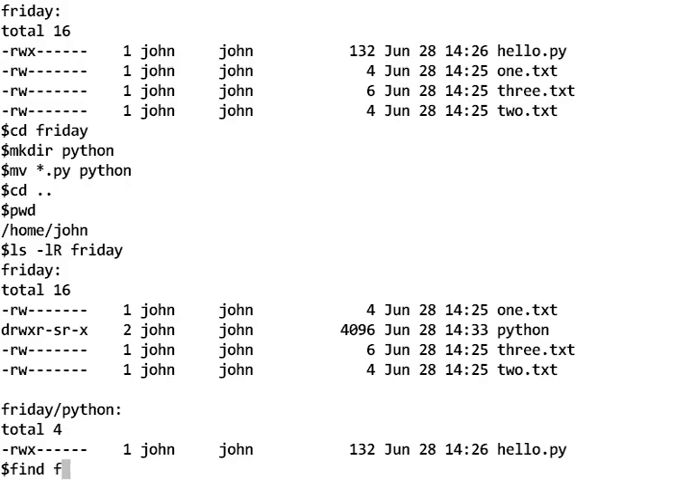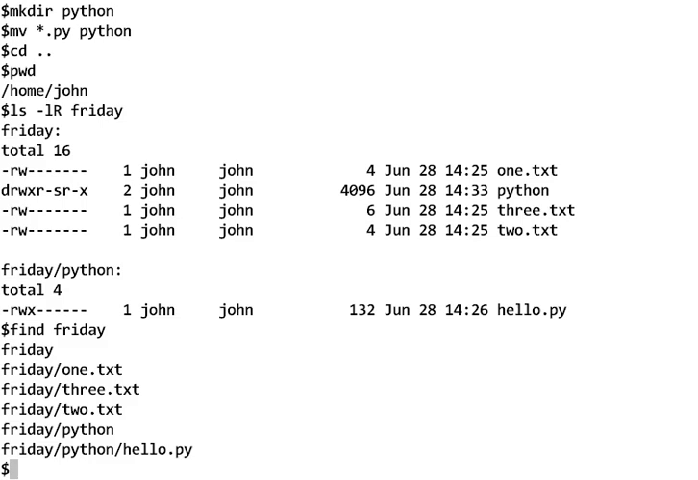Another way to see the same information is to use the find command. We could say find Friday. It doesn't show the permissions, but it's a little bit more compact, a little bit shorter, easier to see. There's Friday, and inside are 1, 2, and 3, and then you'll also see that there's a Python, and inside that is hello.py.